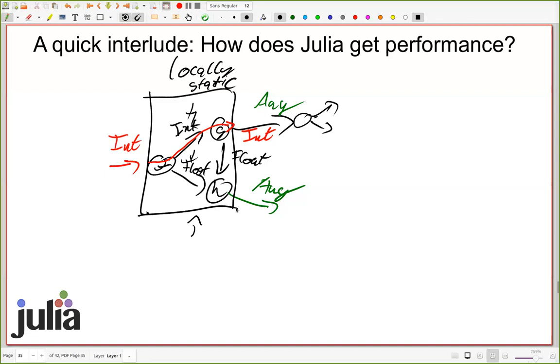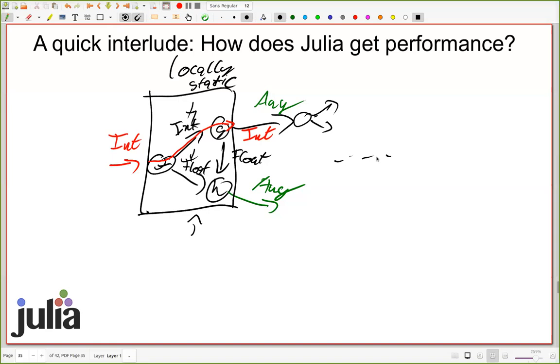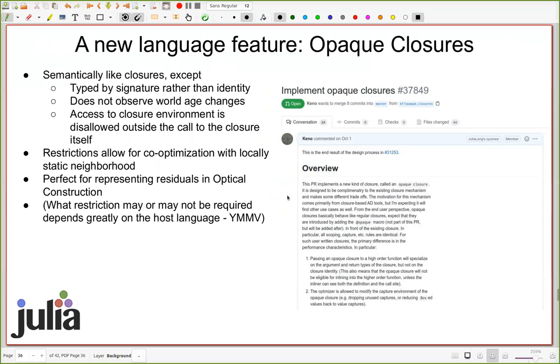Now, optics don't really fit into this setting, because we have a whole bunch of things we don't know, and then eventually we get back to basically the reverse image of what we had here. So this is our optic, but we have this big question mark in the middle that we don't know anything about. So optics don't really fit into this paradigm. In order to optimize this, we're adding a new language feature called an opaque closure.